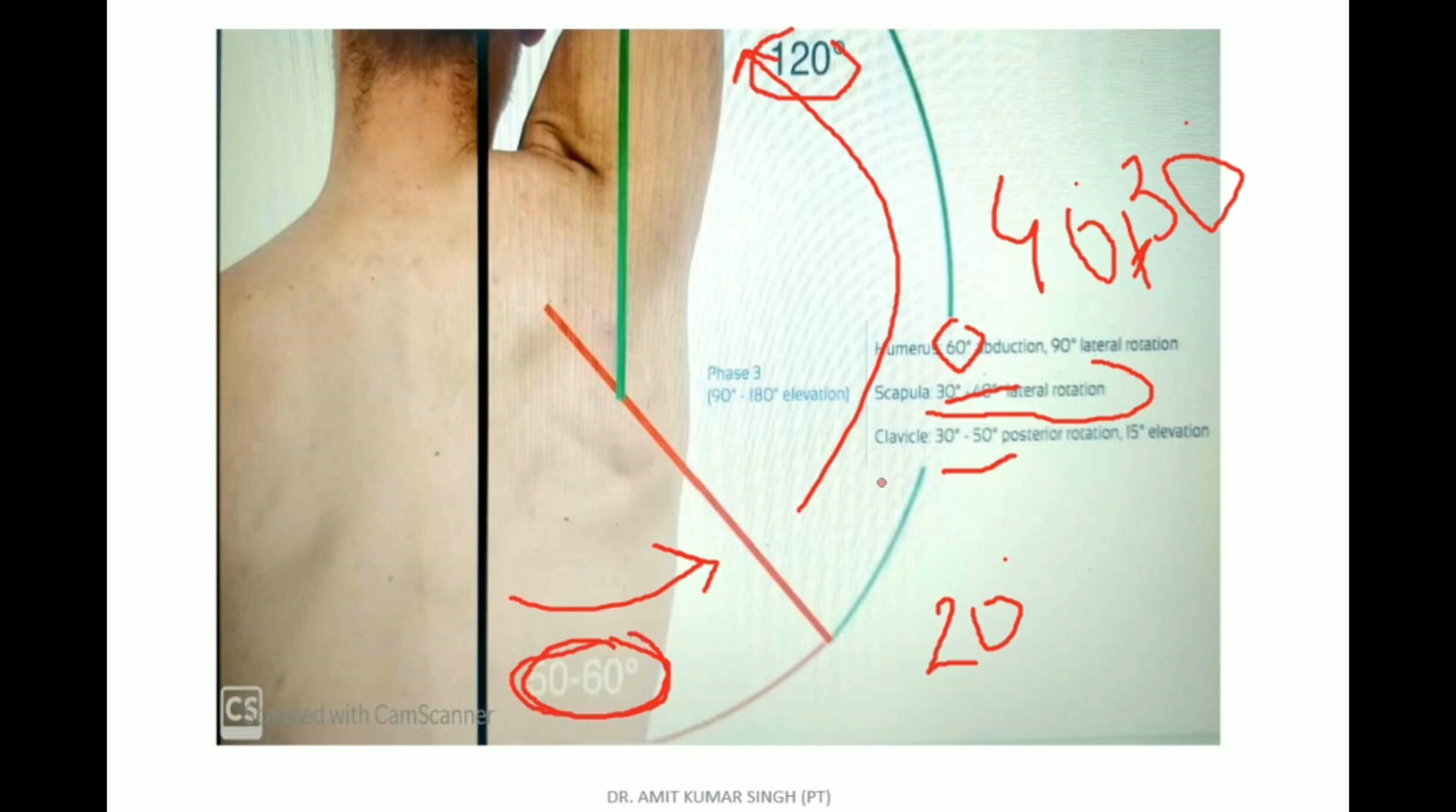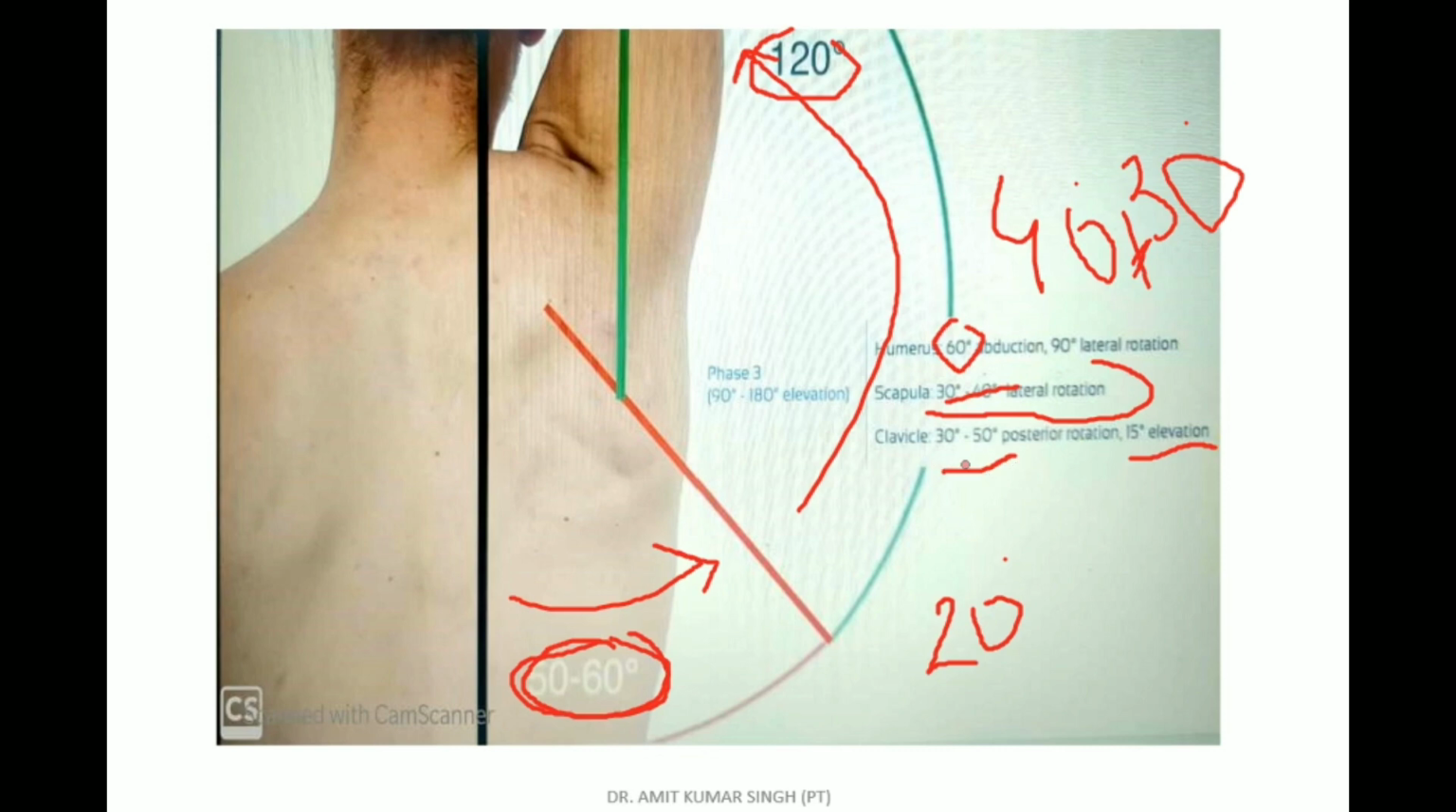Now coming to the clavicle, around 40 to 45 degrees of clavicle elevation is possible. Out of that, in this phase we are getting 15 degrees of elevation. In phase 2 we already got 15 degrees of elevation, so 15 plus 15 is 30, and in the first phase it was somewhere around 0 to 5. So approximately we get 35 to 40 degrees of clavicle elevation during this whole scapulohumeral rhythm.